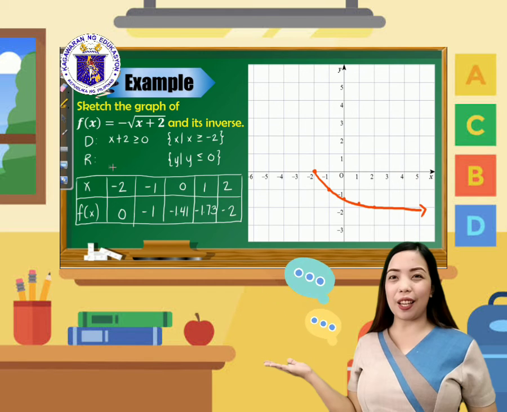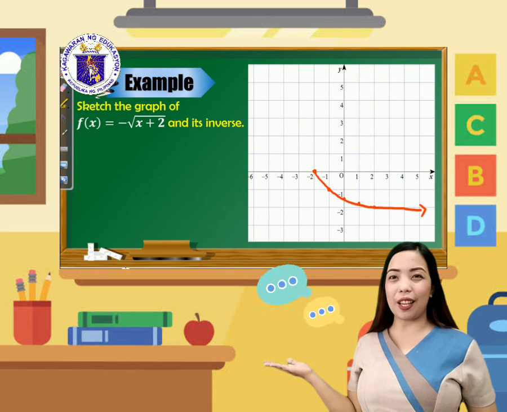Now, let us find the inverse of our function, f of x equals negative square root of x plus 2. So for the inverse, we need to follow the same procedure. Change f of x to y. So y equals negative square root of x plus 2. Next, interchange the variables. x is equal to negative square root of y plus 2. Since y is inside the radical, we need to square both sides.